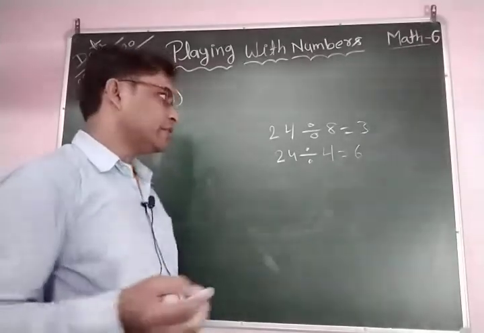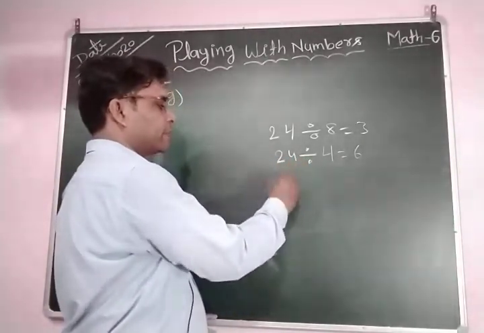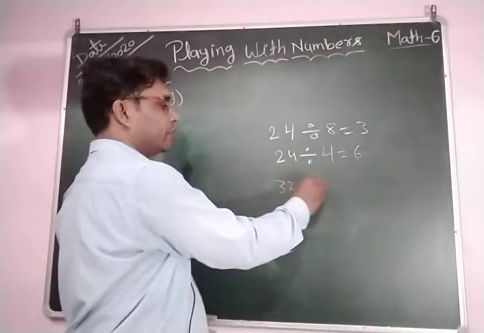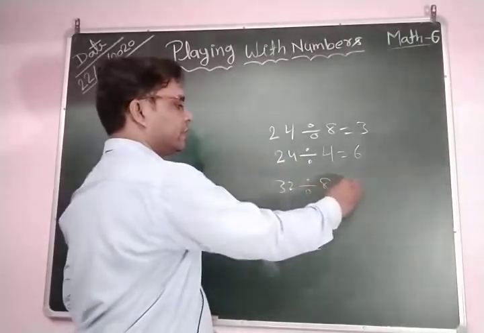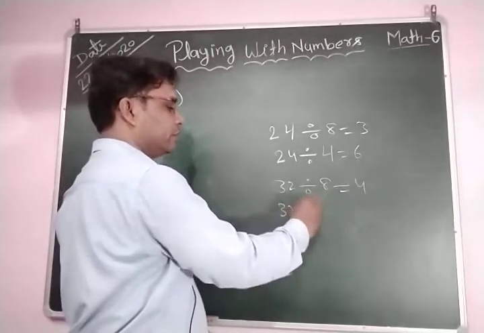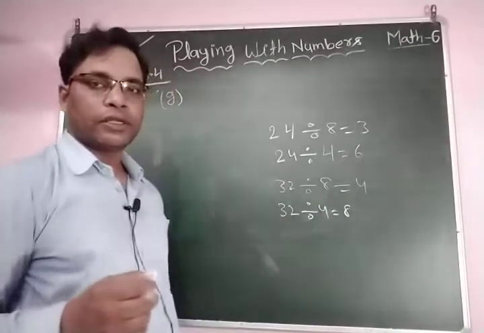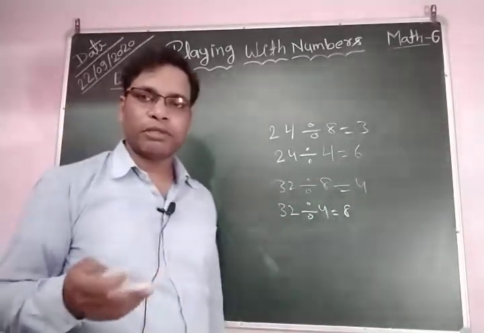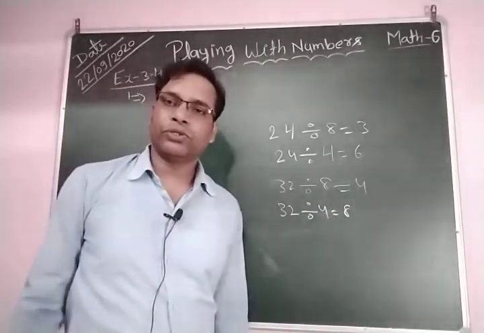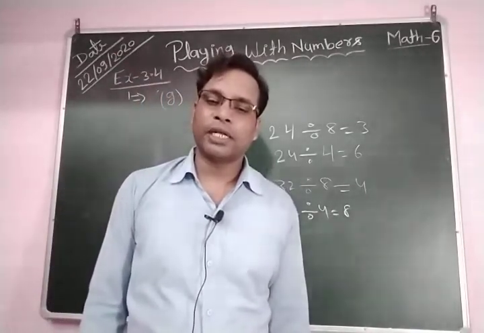Again we take some other examples. 32 is divisible by 8, 4 times. 32 is also divisible by 4. How many times? 8 times. So this is the second example. It also verifies that our statement is true, that all numbers which are divisible by 8 must also be divisible by 4.